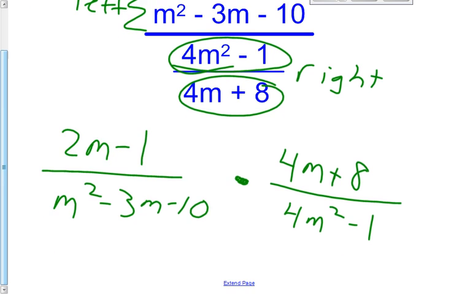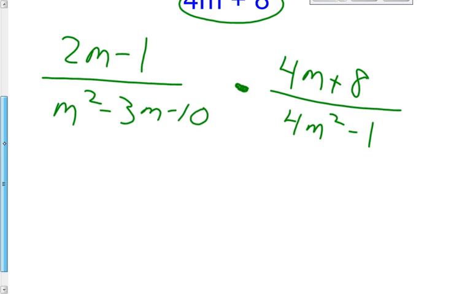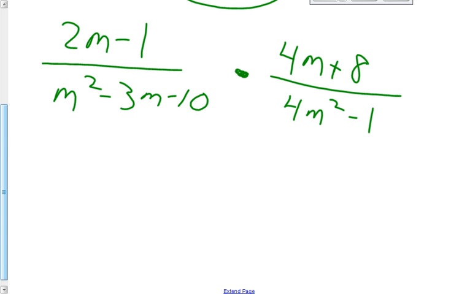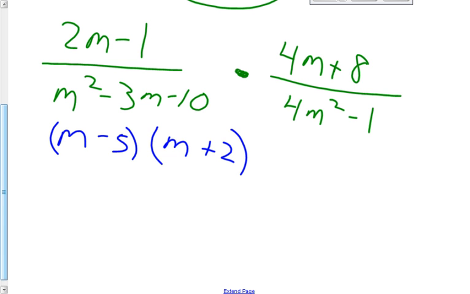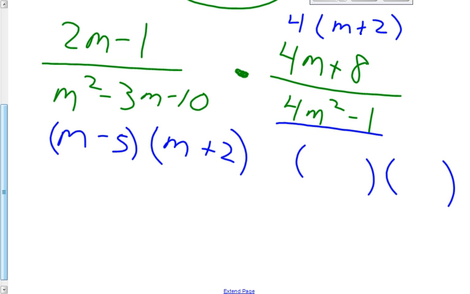All right, let's factor. Top left is already factored as far as it'll go. Bottom left, let's form two different parentheses: m multiplied by m with a minus 5 and a plus 2. Top right, I can't factor, but I can take out a GCF: 4 times the quantity m plus 2. Bottom right, hopefully you recognize this as the difference of two squares, so you can have two different binomials. It's 2m multiplied by 2m and a minus 1 with a plus 1.